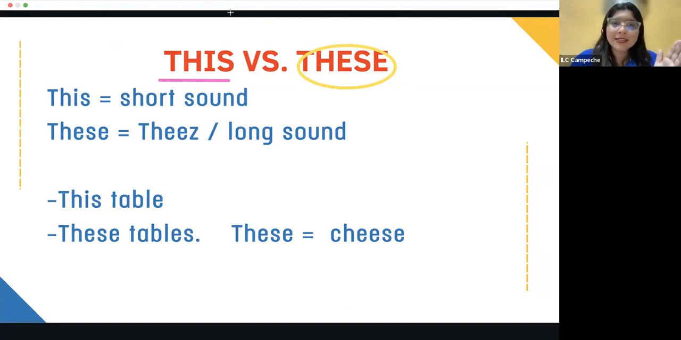So we have S and Z. This table, these tables. All right, so it's going to be S, this cell phone, these cell phones, okay? This pencil case, these pencil cases. This pen is S, these pens, Z. So the important thing is the short and long sound. One is with S and the other one is going to be with Z, okay?